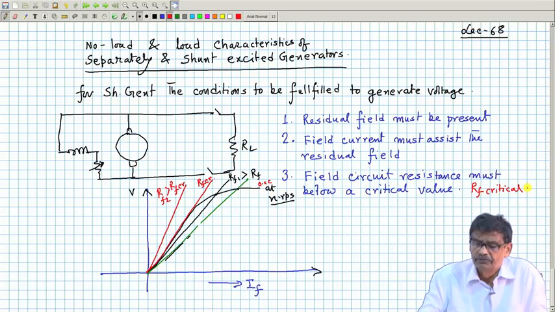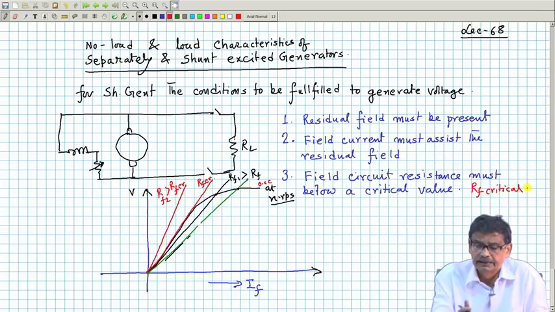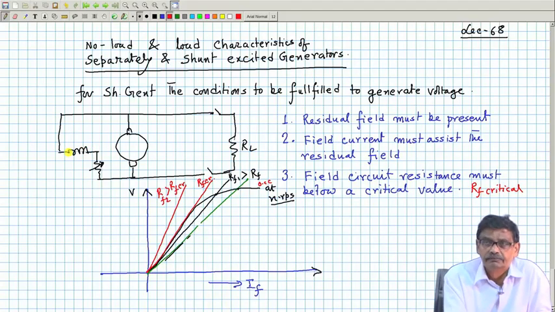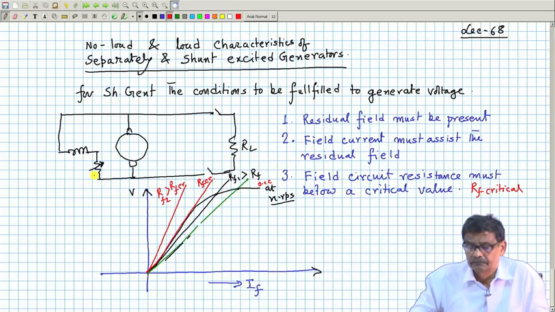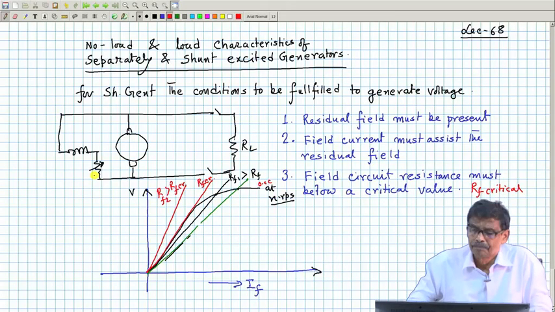If you find the residual field is there, it is assisting, and you are sure it is still not generating any appreciable voltage, then better check the total field circuit resistance. That is RF external and RF, these two together. Of course, you cannot change the coil resistance, because the coil is inside the machine. So you have to reduce the external resistance and check whether it is adjusted to a value less than RF critical; then you will get voltage.